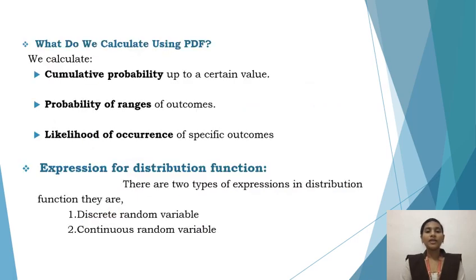What do we calculate using capital PDF? So we calculate cumulative probability, which is up to a certain value. We can calculate the probability of ranges of the outcomes, like the favorable outcomes which we want to know, and the likelihood of occurrence of specific outcomes.